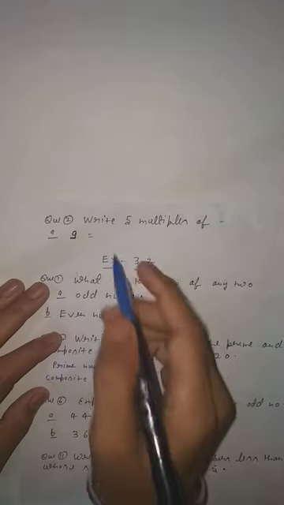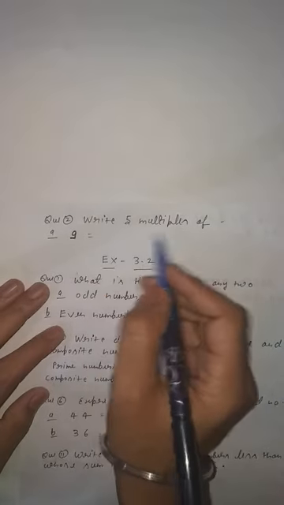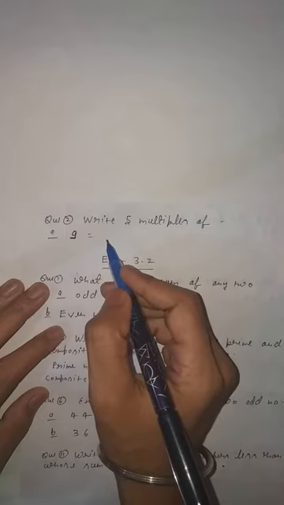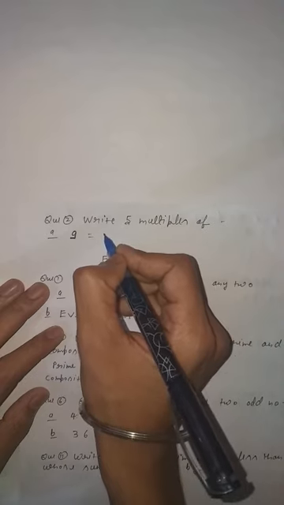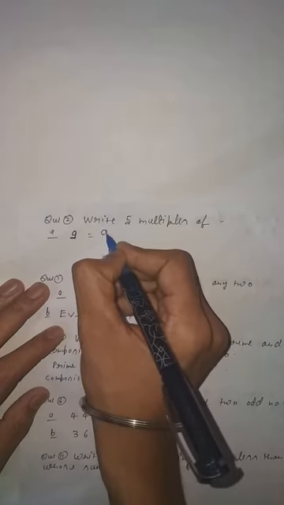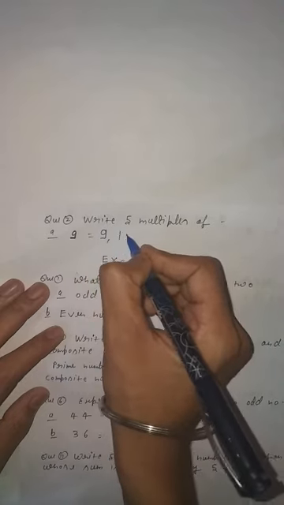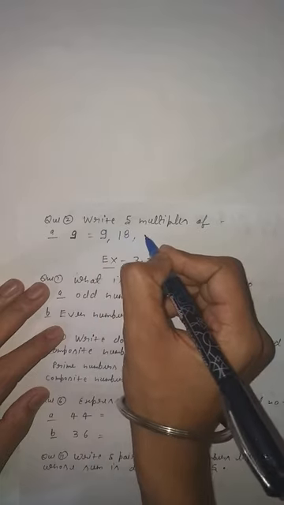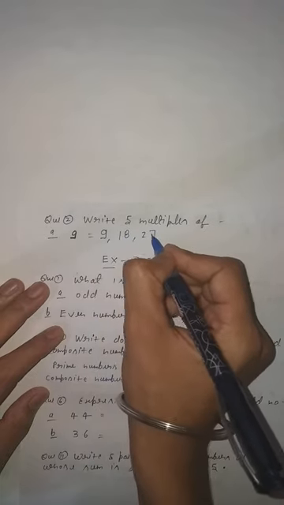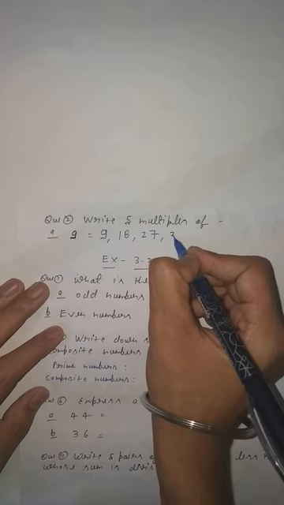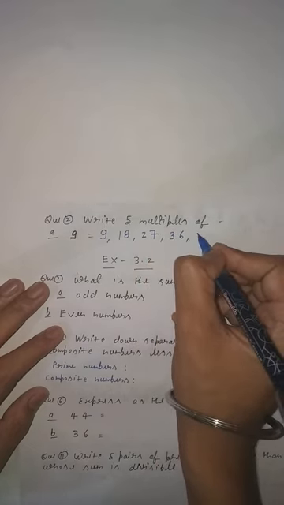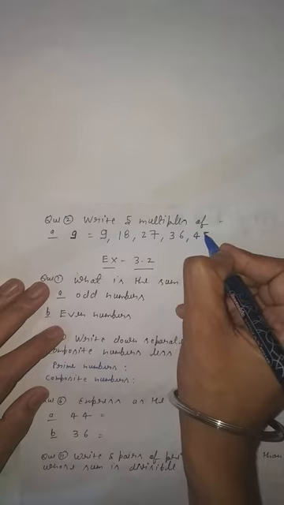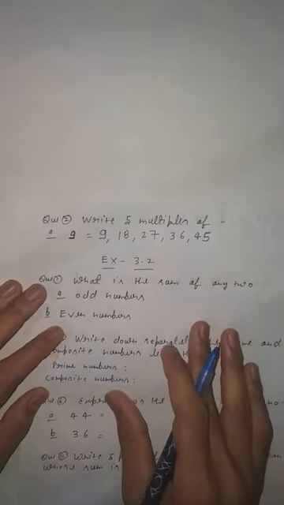Now students, the next question is write 5 multiples of 9. You know that about multiple means only you have to write down the table. The first multiple is 9 itself, 9 1 9. Second is 18, third is 27, fourth is 36 and fifth is 45. Clear, students? Only you have to write down 5 multiples. So these are the 5 multiples.